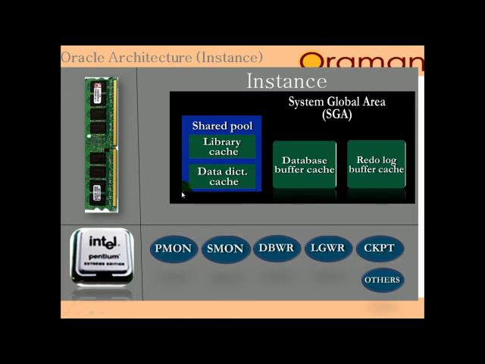We will go into further detail when we explore the system global area with shared pool, database buffer cache, redo log buffer cache, what they do and how the background processes interact with them. But for now, please focus: an instance means the system global area and background processes together, which is called a system.